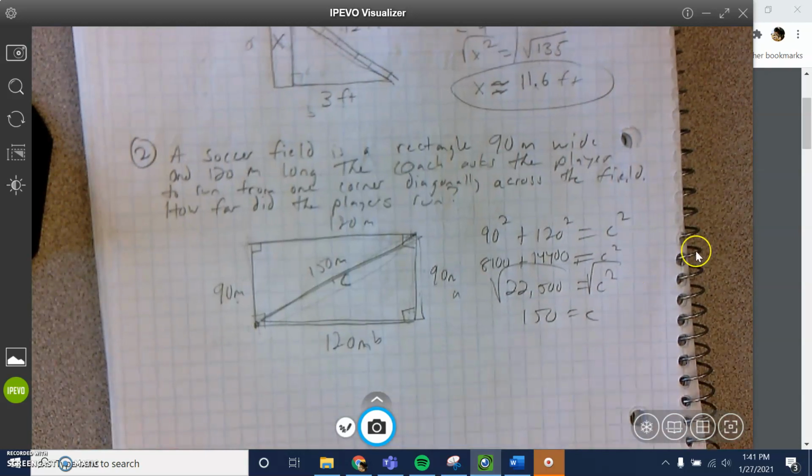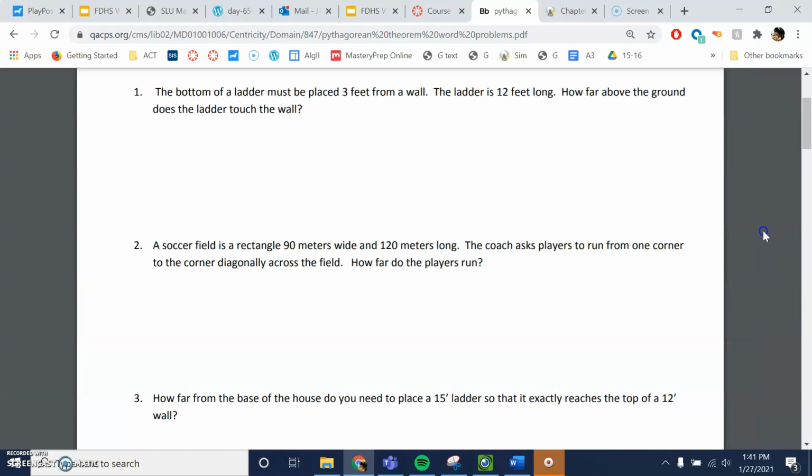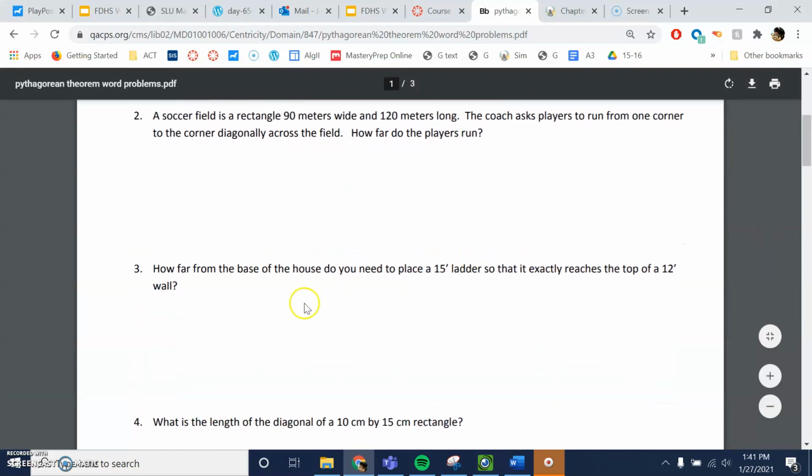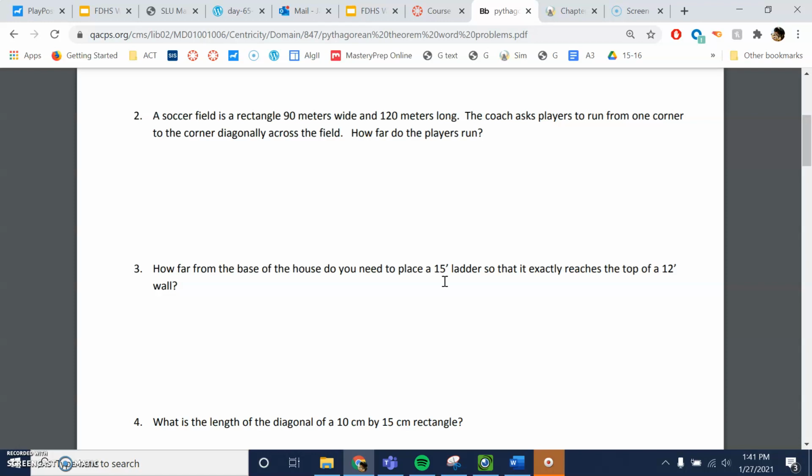Now you try. Here's one for you to do. Number 3. How far from the base of the house do you need to place a 15-foot ladder (that little apostrophe means foot) so that it exactly reaches the top of a 12-foot wall? Do number 3 right now. Go.